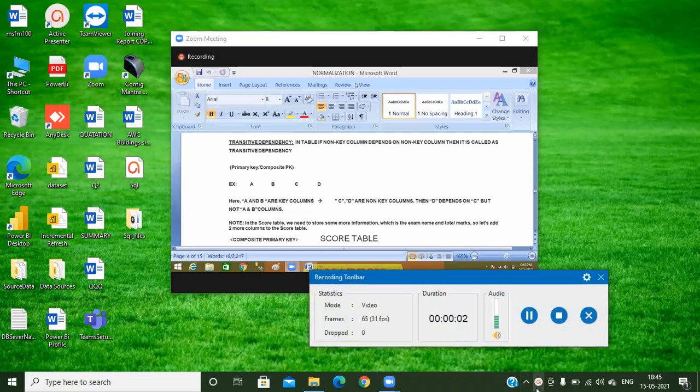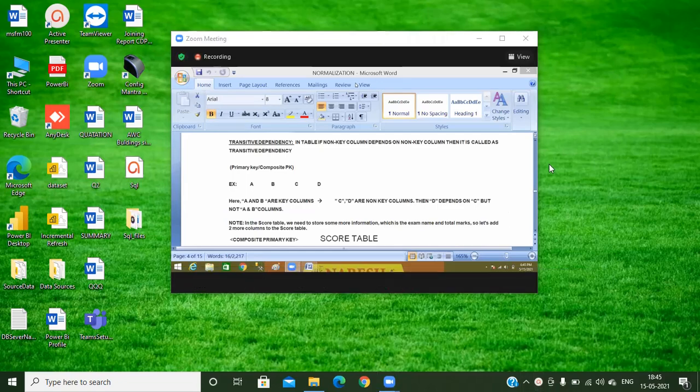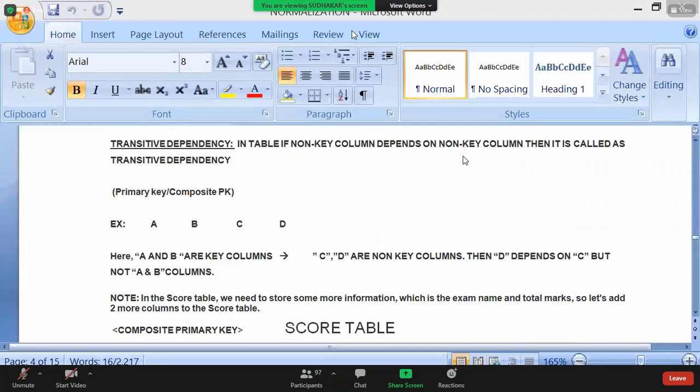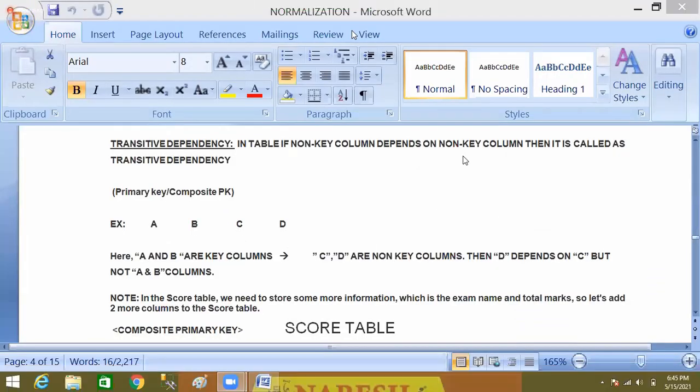Transitive dependency means what I said here. A non-key column depending on another non-key column is called a transitive dependency. Okay, now we can see.